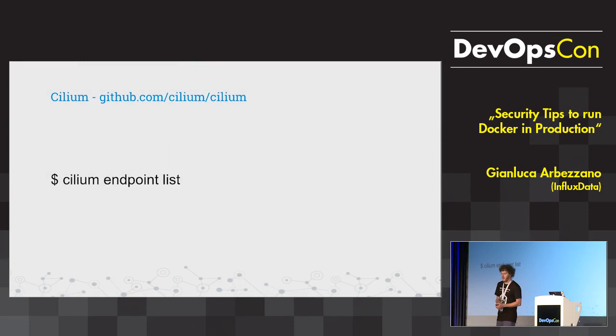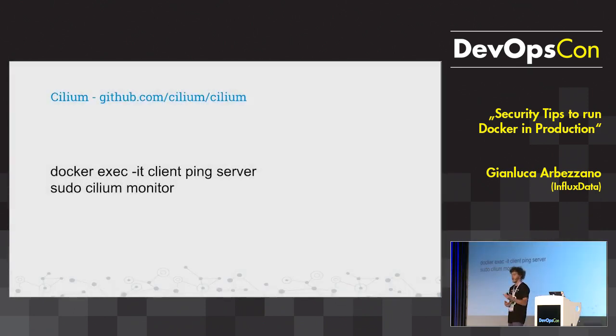At this point, Cilium is not just a daemon, but it also provides a CLI with some commands. With cilium endpoint list, you can see all the labels that Cilium discovers in your system. In our example, the two labels that we attached to our containers. And if you try to ping server from the client, you will see that it's not possible because Cilium is already stopping you.